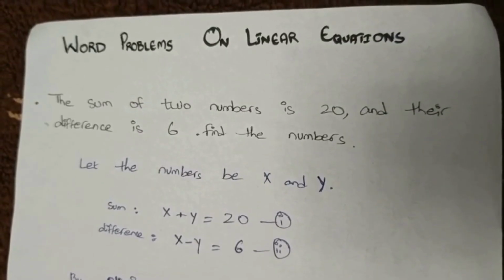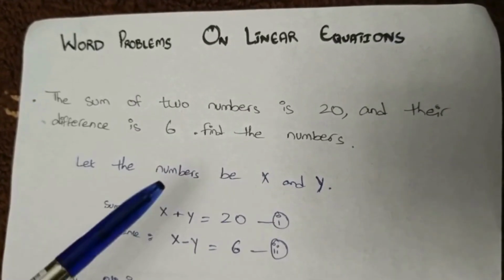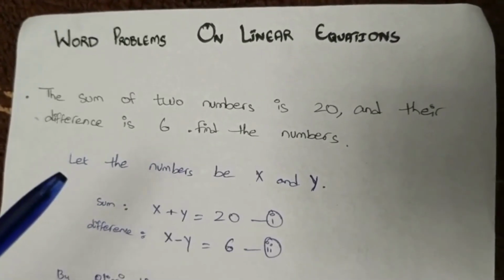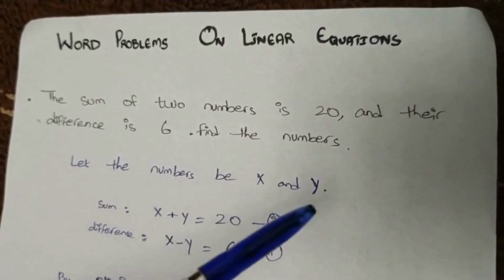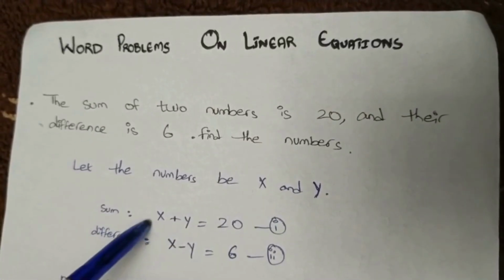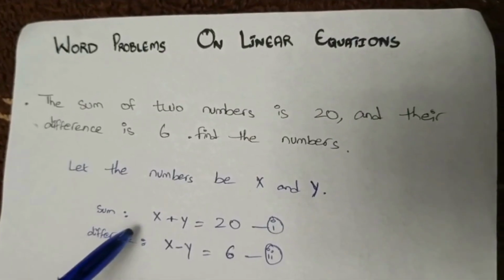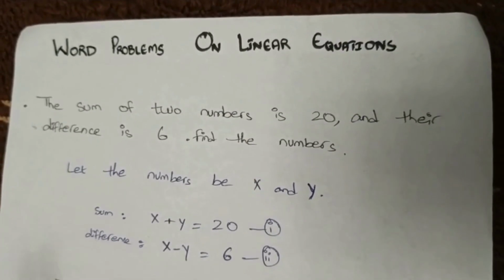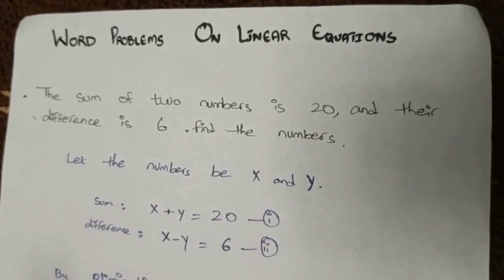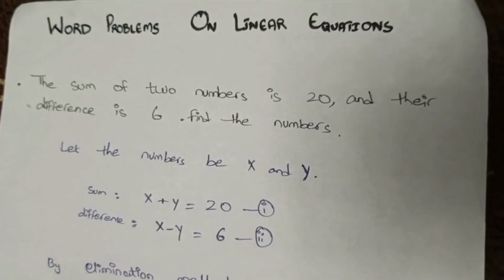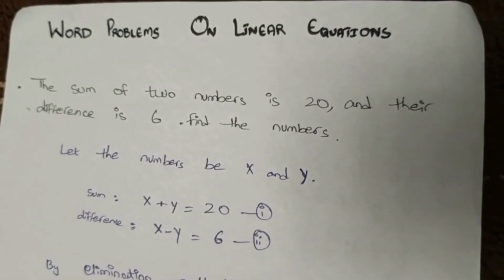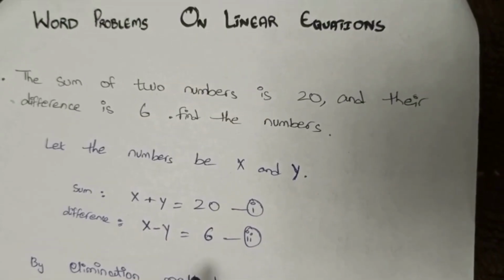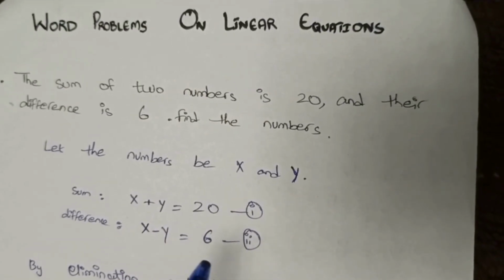So, I have a question that states the sum of two numbers is 20 and their difference is 6. So, the sum of two unknown numbers, you can take those numbers as x plus y, and it is 20. So x plus y is equal to 20 becomes my first equation. It further goes on to say that their difference is 6. Difference is subtraction, so I wrote it as x minus y is equal to 6.